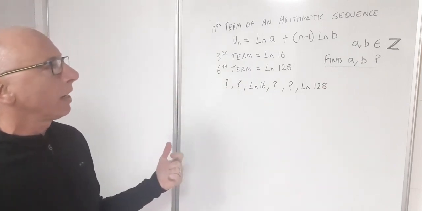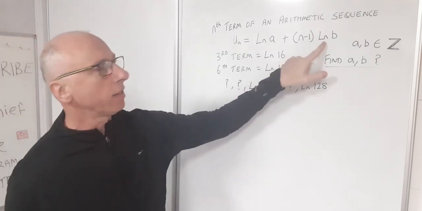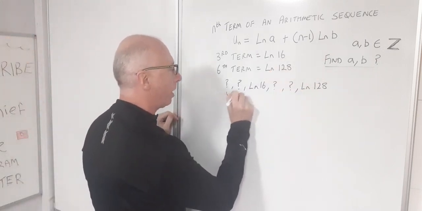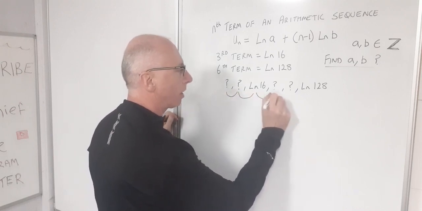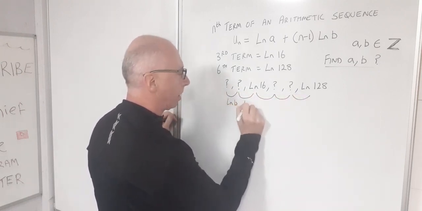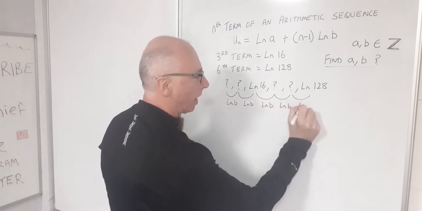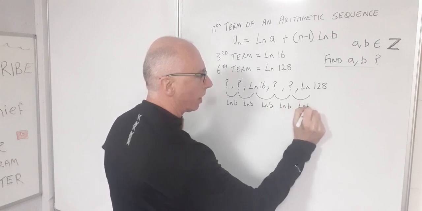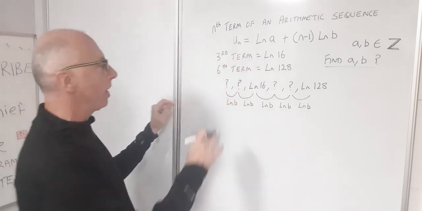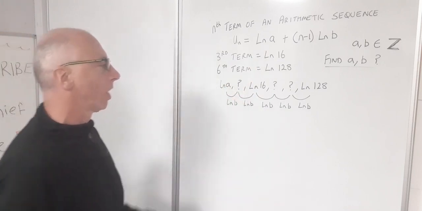Now we know all of these will have a common difference. And what we're given is the common difference is natural log of b. So from here to here to here to here to here, all of these are going to be natural log of b. So that's what we've got so far. And what we also know is the first term is natural log of a. So we can put that in there as our first term.